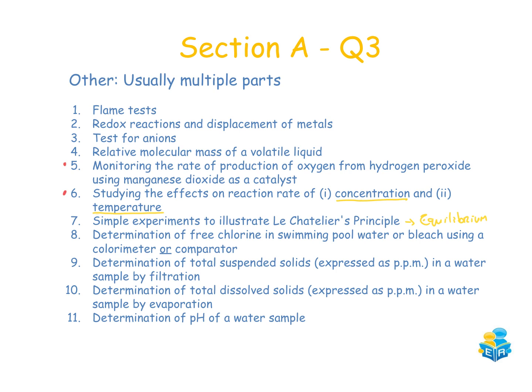Questions 8, 9, 10 and 11 here, then, are all from water, so I'm going to put them all in green. But they all have their own unique calculation, they all have their own unique methods. So number 8 there is the determination of free chlorine in swimming pool water or bleach using a colorimeter or a comparator. Number 9, the amount of total suspended solids expressed in parts per million in a water sample.